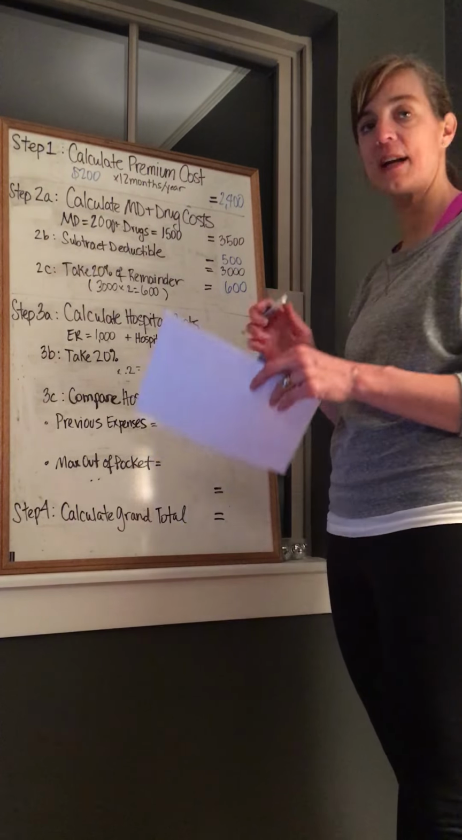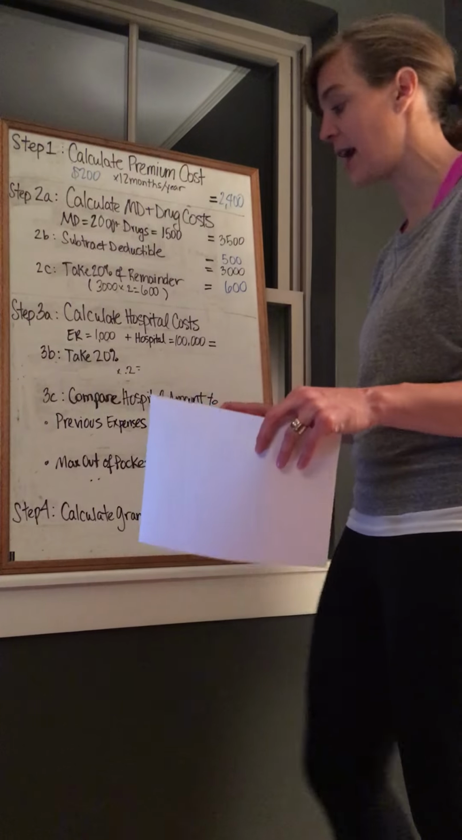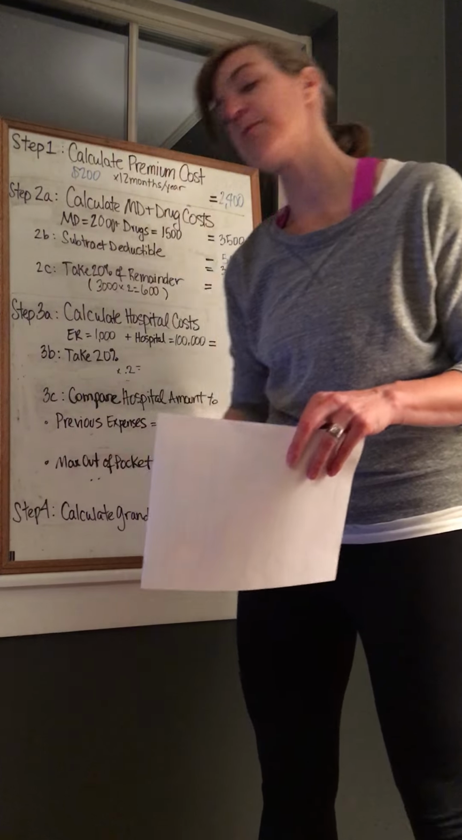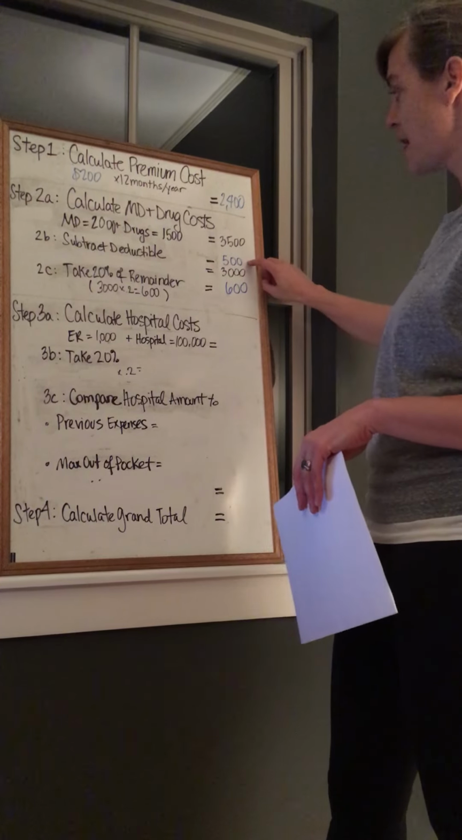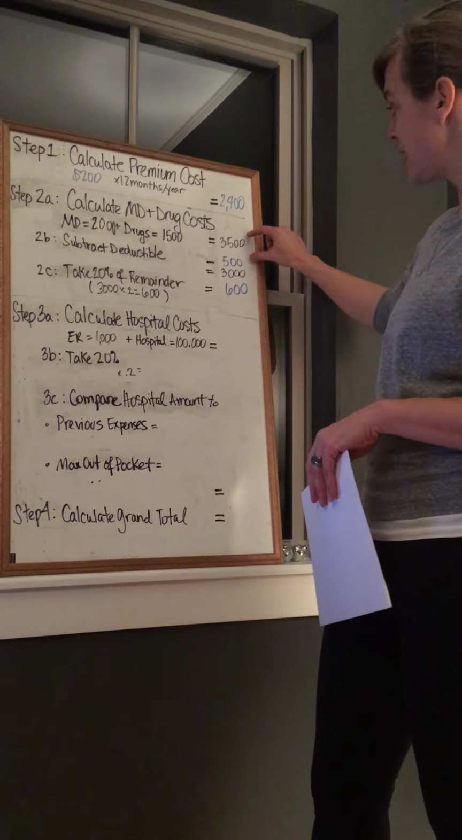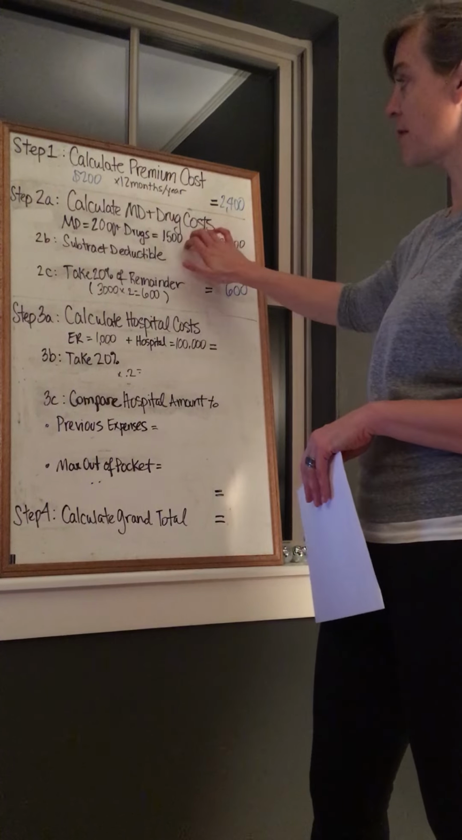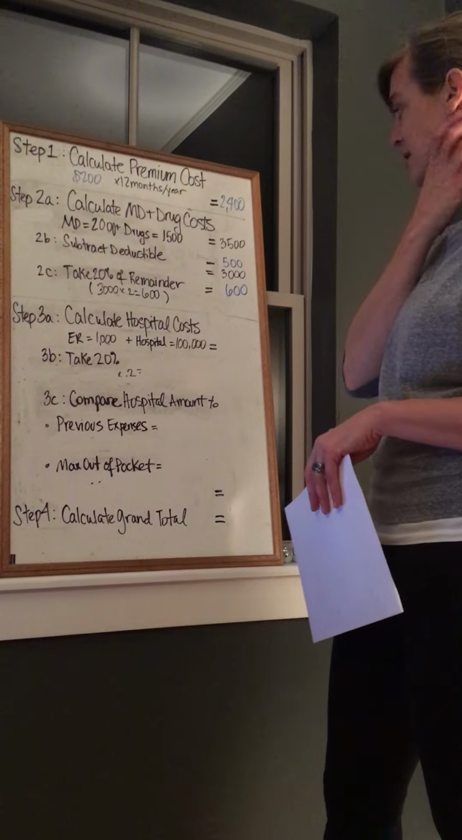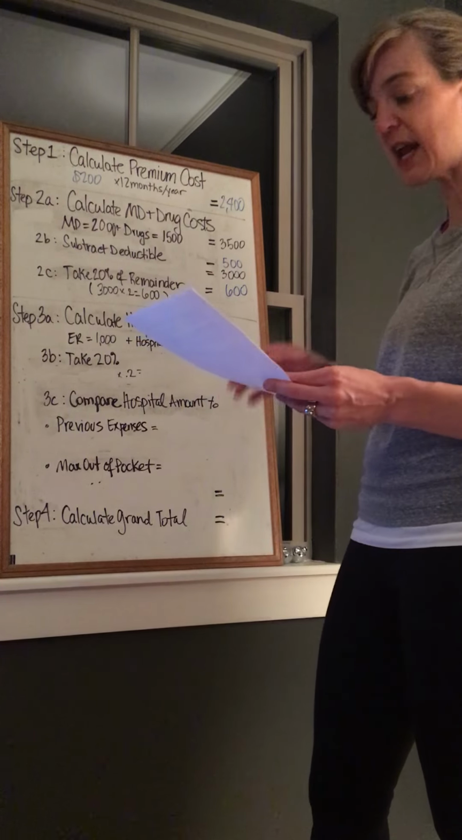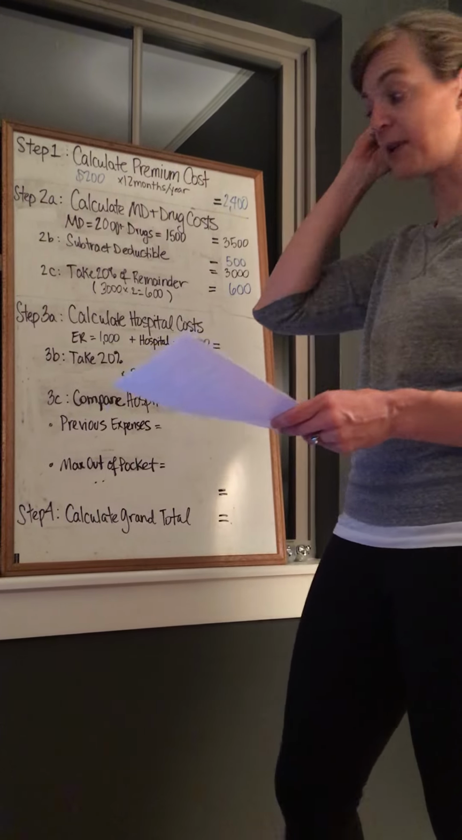You may notice that I'm writing some numbers in blue and some in black. Those in blue are the numbers that the family actually has to pay. So they pay their premiums, they pay their deductible, and then they pay 20% of the remainder of their physician's visits and drug costs, at $600. So our next step is to figure out their hospital costs.